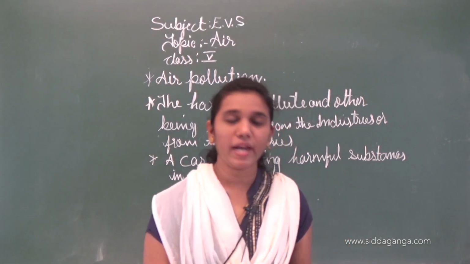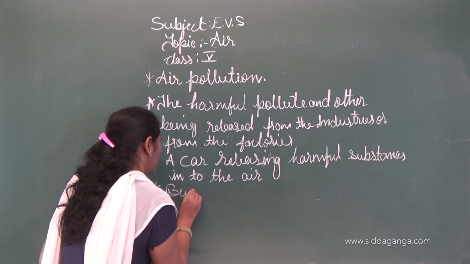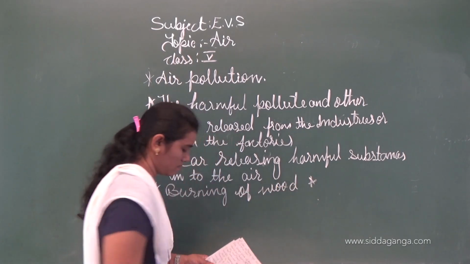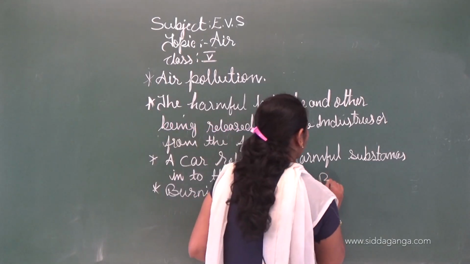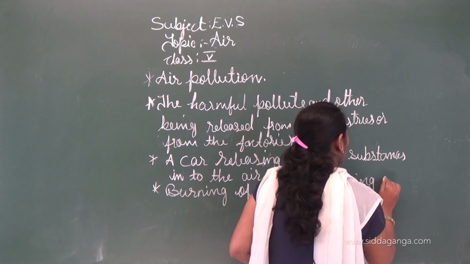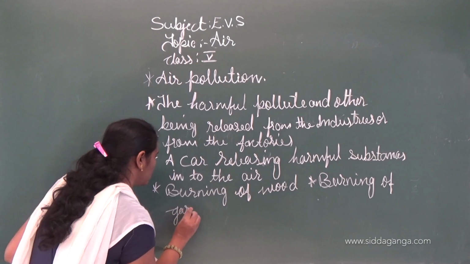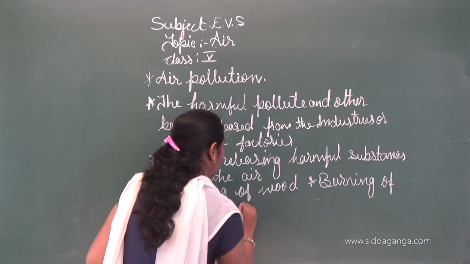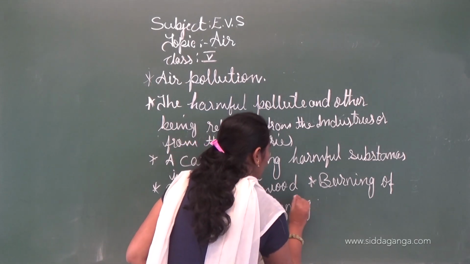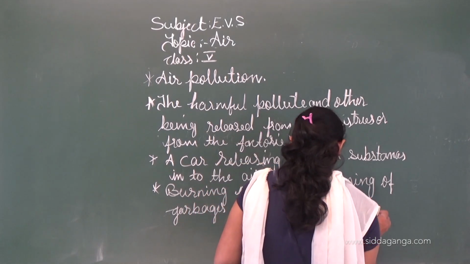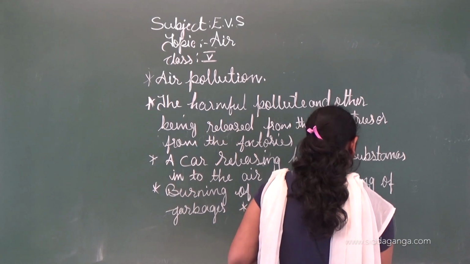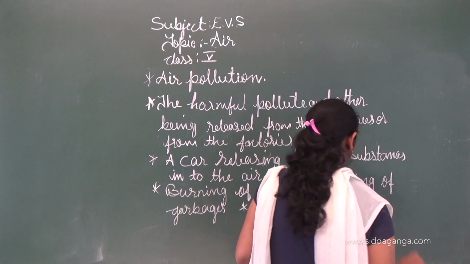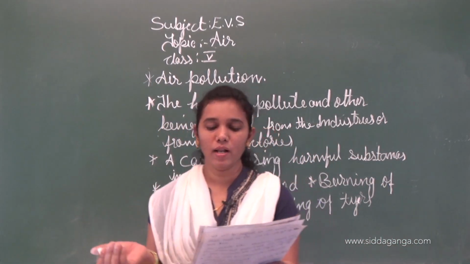Next picture shows burning of wood. Next one is burning of garbage. Next we see burning of tires. All of them are releasing harmful pollutants.